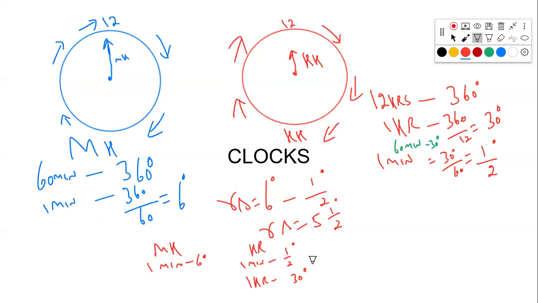These three things are very, very important because we often use them to solve questions. So please try to get it. 1 minute, 6 degrees, minute hand. For the hour hand, 1 minute is half a degree, and 1 hour is 30 degrees. So let's go forward.